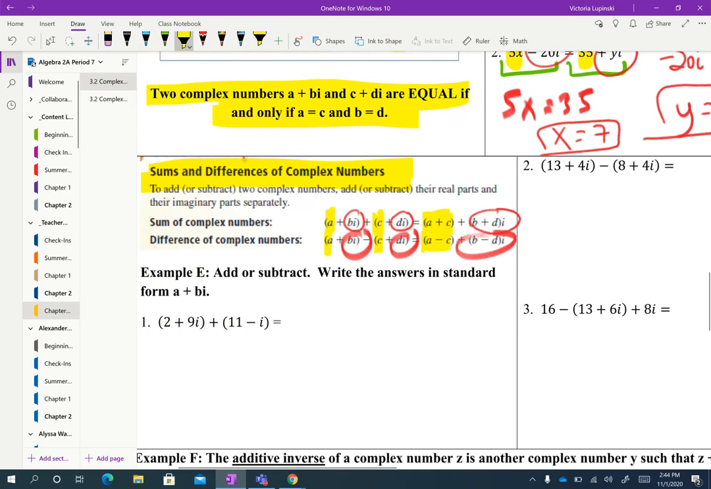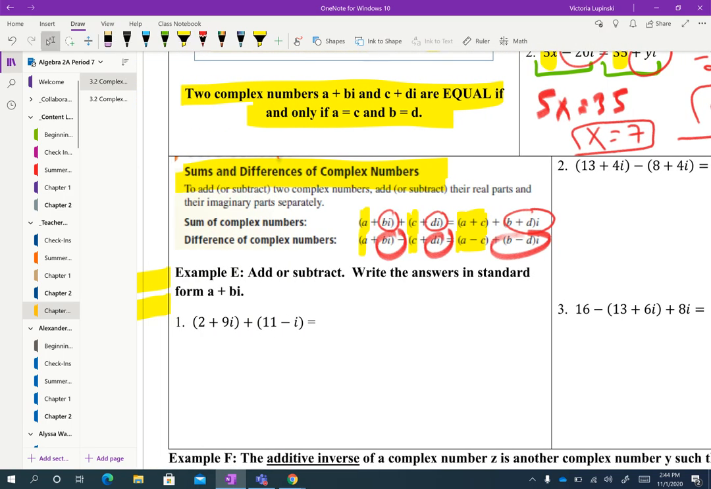There we go. Okay, so you're going to add or subtract, and you're going to write the answers in standard form. And again, in your homework or in your tests or quizzes, it's always going to say standard form. So that means a plus bi. So in number 1, even though there are parentheses, it doesn't matter. You are still adding them.